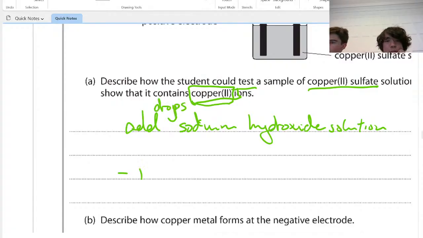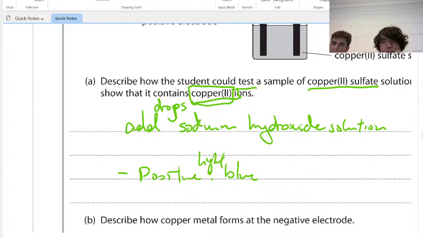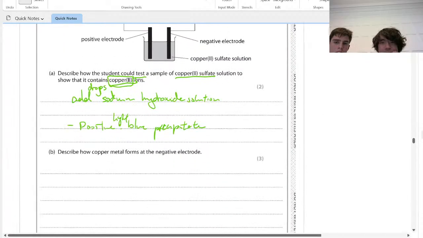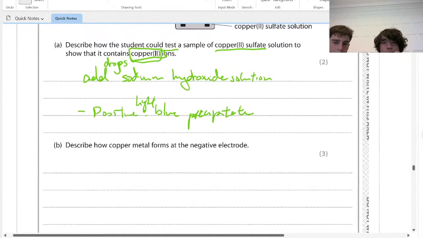And the positive test is a light blue precipitate. Because with excess ammonia, it turns into a dark blue solution, but initially it's a light blue precipitate.